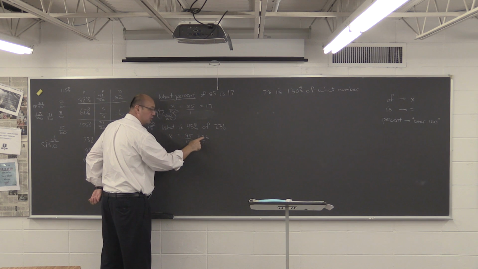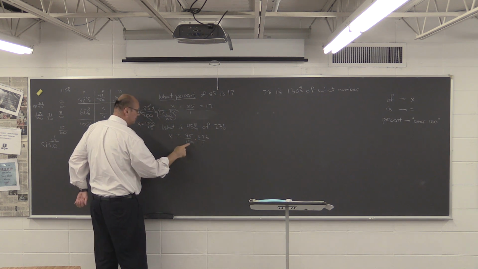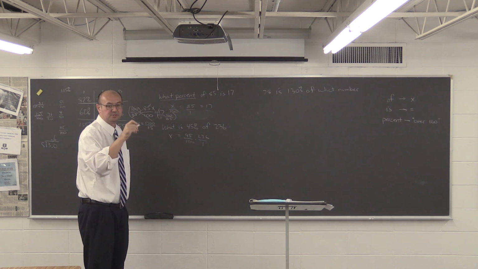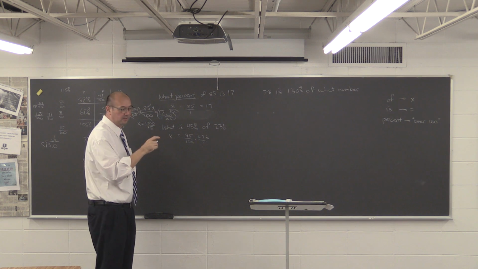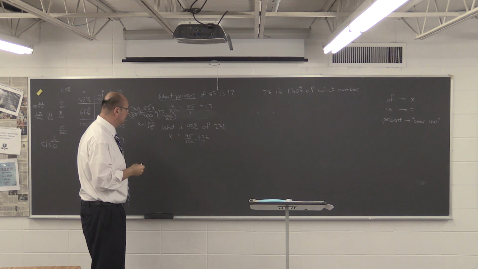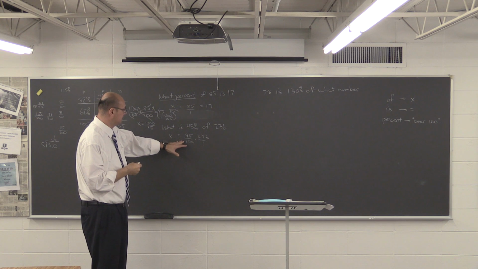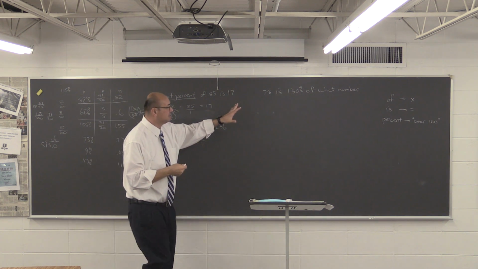We multiply 45 times 236, and then we divide by 100, which means we just move our decimal. All right? And the answers are in your book. You can see it as example 2. So you understand, you go from there. All right, here's another one.